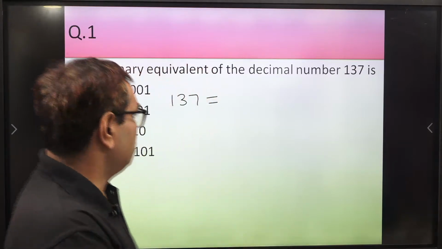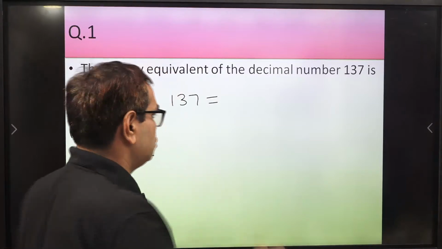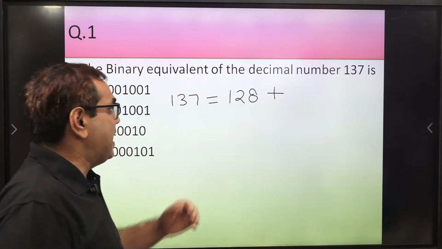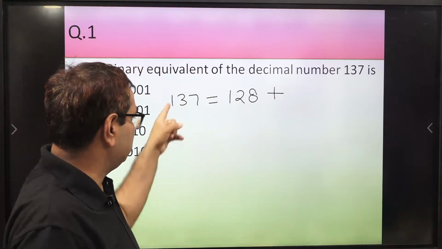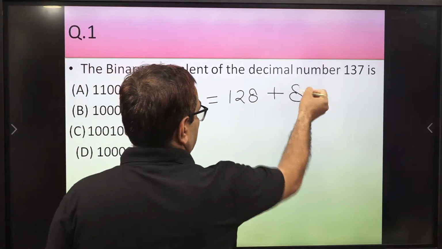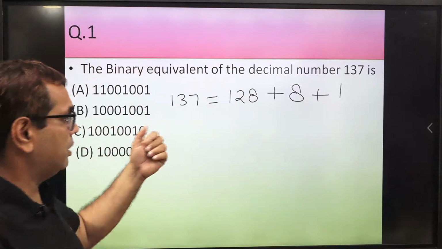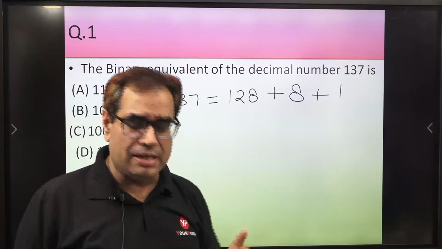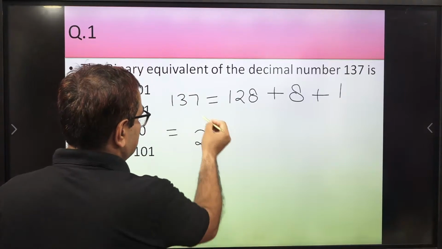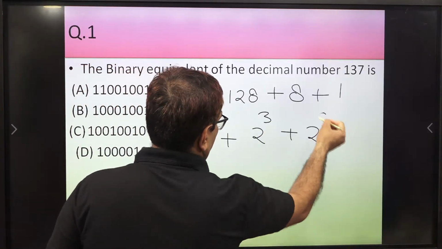So we know 2 raised to the power 7 is 128, you all know. So 128 can be written here, plus if we add 16, it will go beyond this, it will become more than this. So if we add 8, it is 136, plus 1. So this number can be broken in this form. All the three terms are powers of 2. So this can be written as 2 raised to the power 7 plus 2 raised to the power 3 plus 2 raised to the power 0.